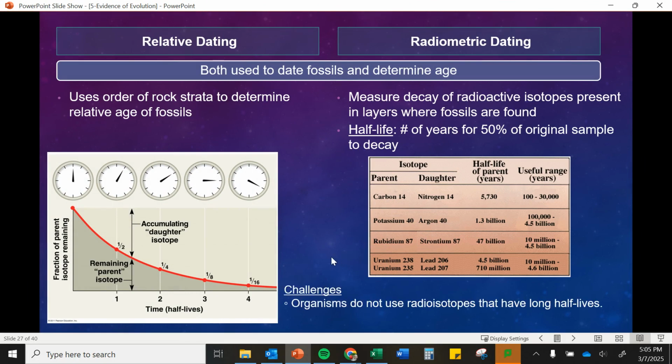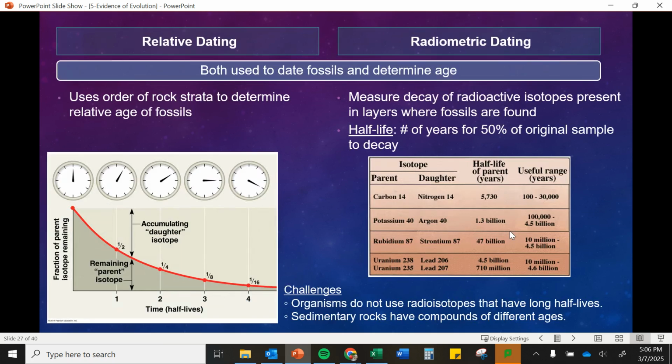Challenges are that organisms do not use radioisotopes that have long half-lives. Long half-life isotopes are like uranium and rubidium. These are not elements that are normally found in living organisms, so that's an issue sometimes. Also, sedimentary rock can have compounds of different ages around them. So there are some difficulties in using this method.